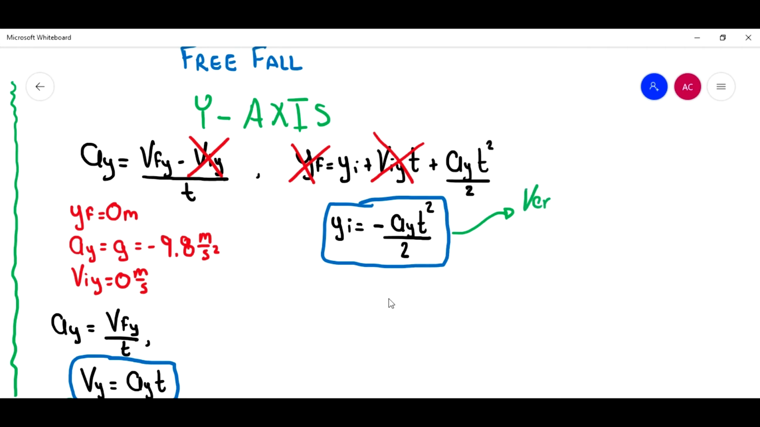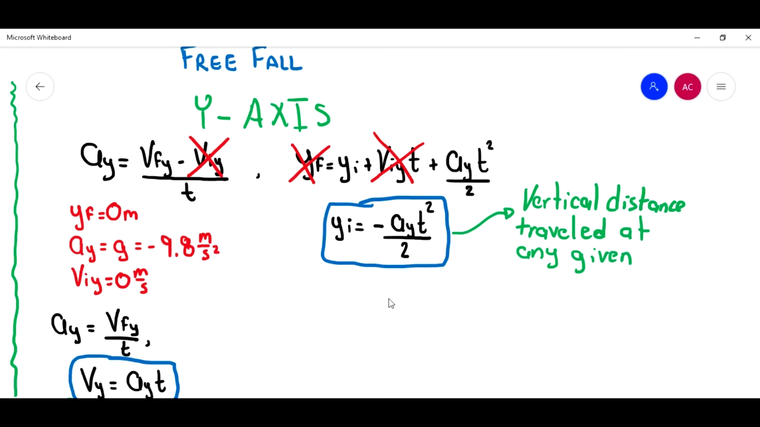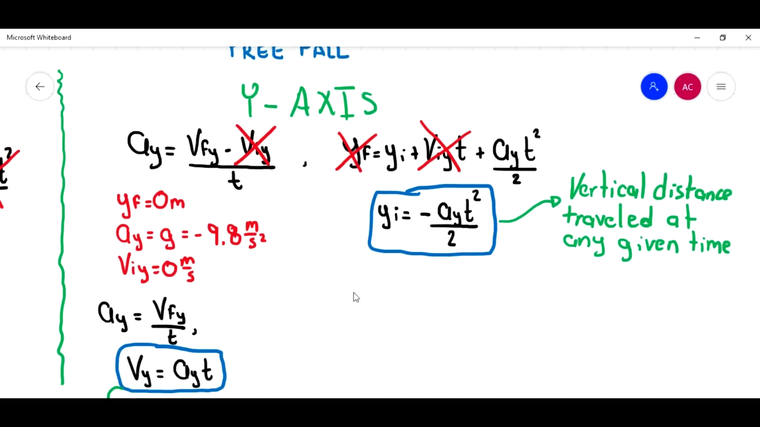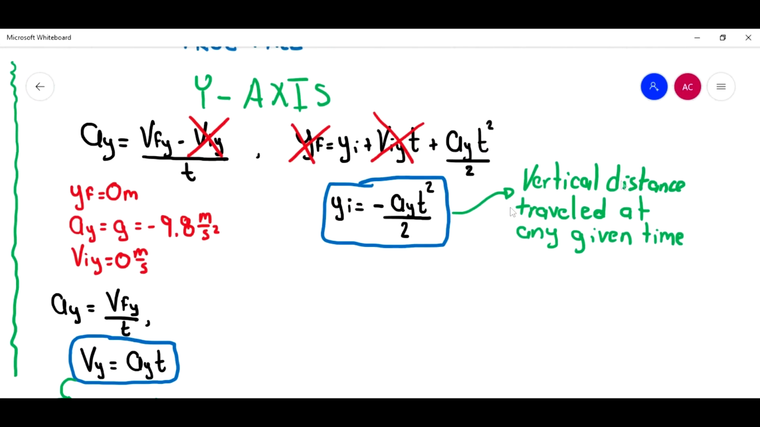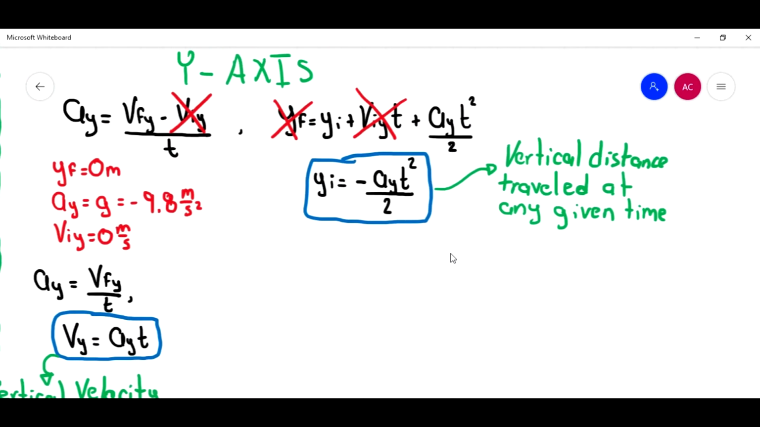Vertical distance traveled at any given time. Okay, at any given time, the vertical distance traveled. But don't worry, once we are doing the problems, I hope this is already answered.